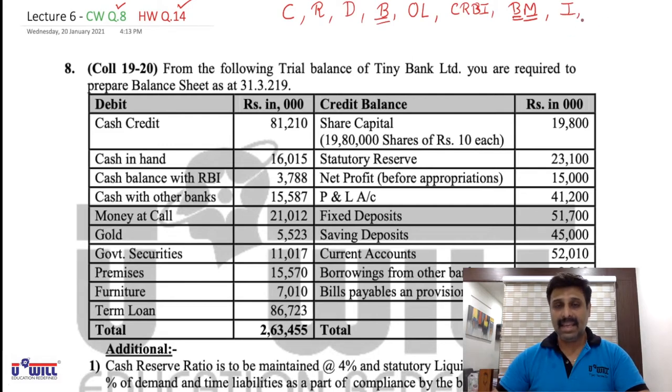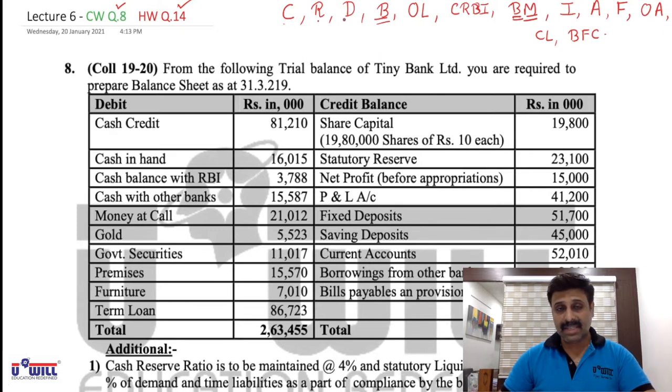Then A stands for advances, we'll simply mark it as A. Finest, F stands for fixed assets, we'll simply mark it as F. And then Option, O stands for other assets, we'll mark it as OA. Below the balance sheet, we show two more things: contingent liabilities, we'll mark it as CL, and bills for collection, we'll mark it as BFC. So these short forms we will be marking in the trial balance: capital, reserves and surplus, deposits, borrowings, other liabilities and provisions, cash and balance with RBI, bank balance and money at call and short notice, investments, advances, fixed assets, other assets, contingent liabilities and bills for collection.